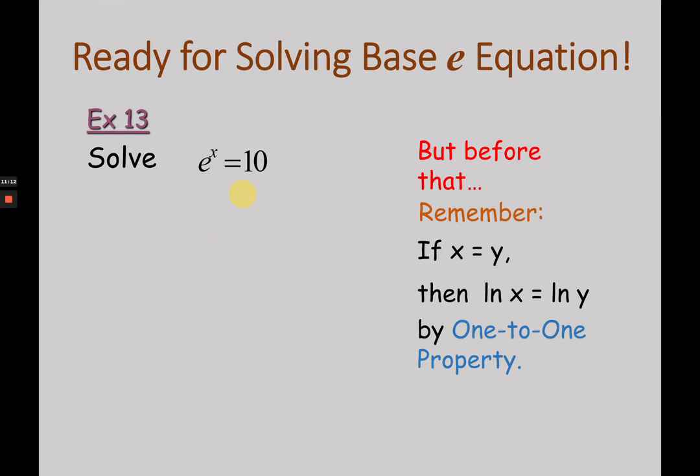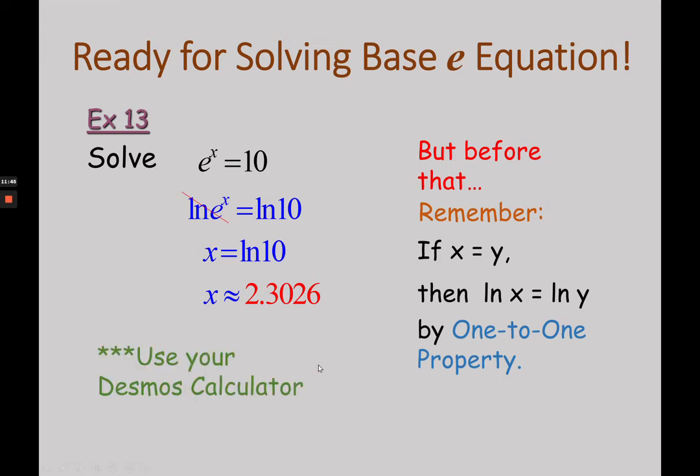So how can this work? Well, we can put ln on both sides at the beginning of each expression by the one-to-one property. How does this help? Well, remember, this is equal to 1. The expression is equal to x. And now we can use your Desmos calculator to solve ln of 10. ln of 10 is actually 2.3026. Always remember, use your Desmos calculator.